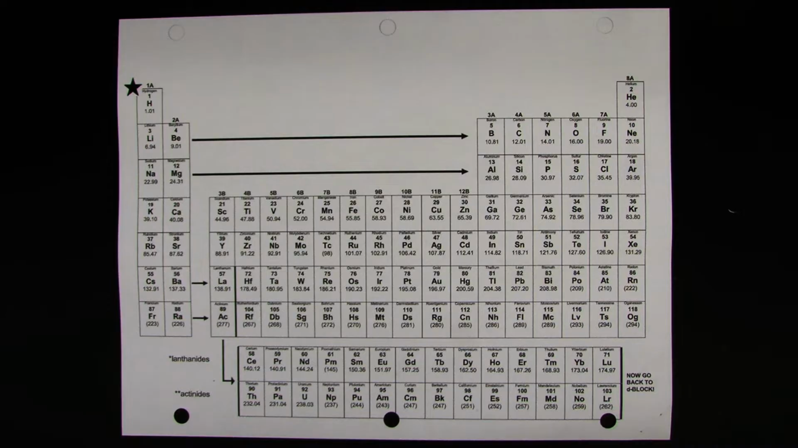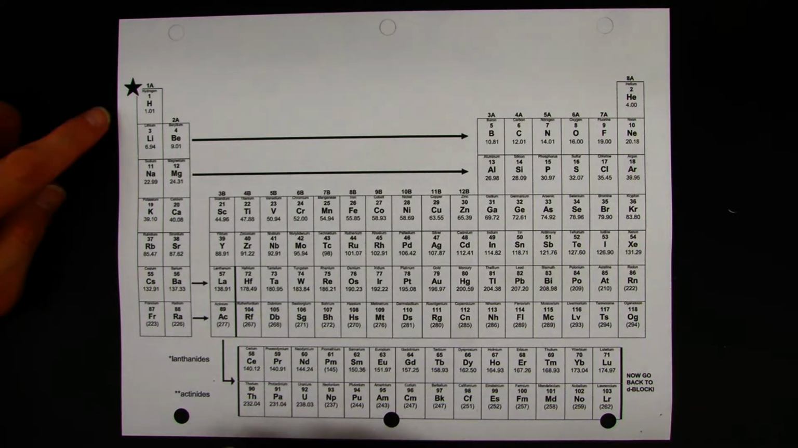Okay, now let's get into this. So we have our periodic table. We're going to set this up so that we can figure out what the electron configurations are. So the first thing we need to do is number the sides here.